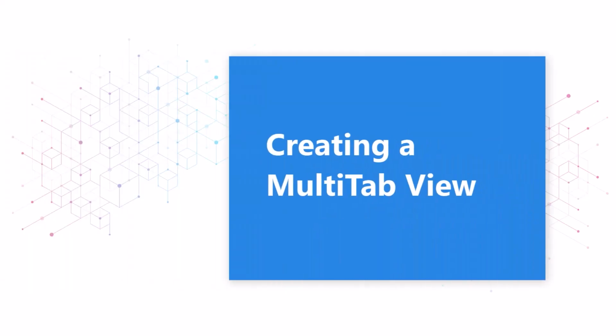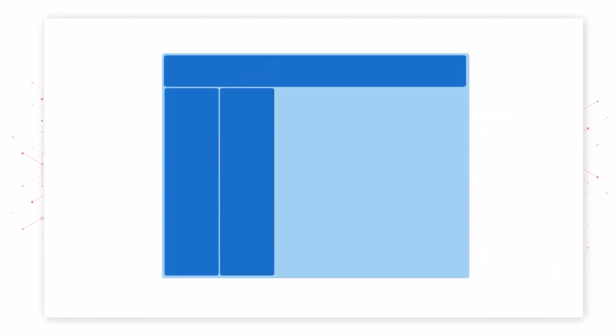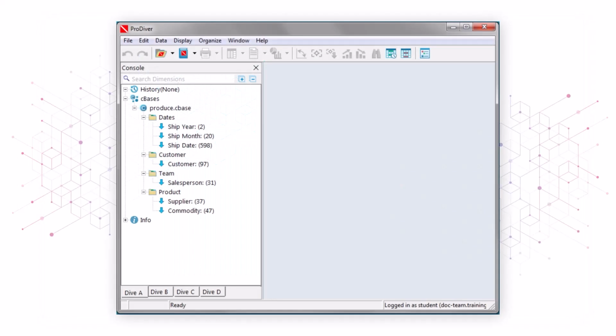In this demonstration, you'll learn how to create a multi-tab view of your data. A multi-tab view allows you to expand the view of your information so that you can see multiple dimensions compared with each other in separate vertical columns in the same information grid. For example, let's say you're working with produce sales data and you dive on supplier to see a list of all the suppliers who supply you with the produce you sell.